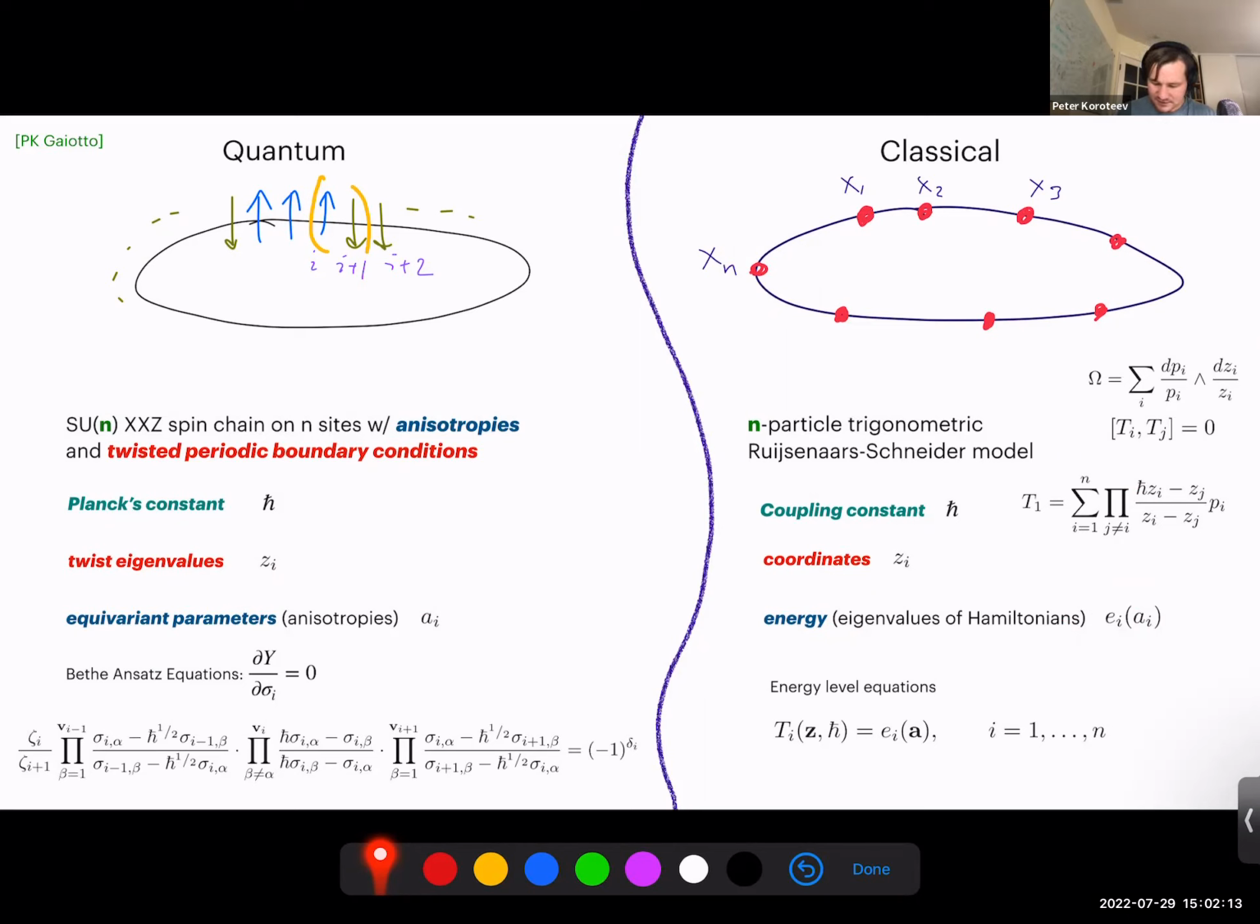In the end, there's a one-to-one correspondence between the space of solutions of Bethe equations and this energy equation. H bar in the rest of the talk will be denoted with Q. So Q and H bar are the same thing. You should think of H bar as something that takes values in C star, like an exponent of something.